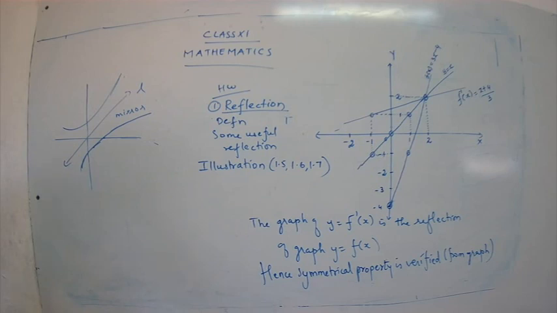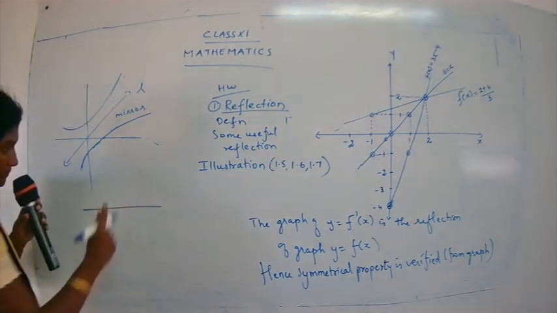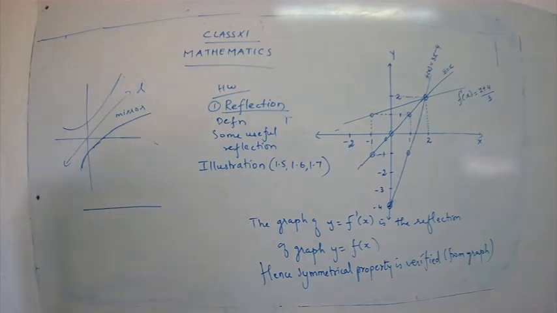What is the first point given? The graph y is equal to minus f of x is the reflection of the graph of f about the x-axis. About the x-axis. See how your graph will be. Suppose we have a function.